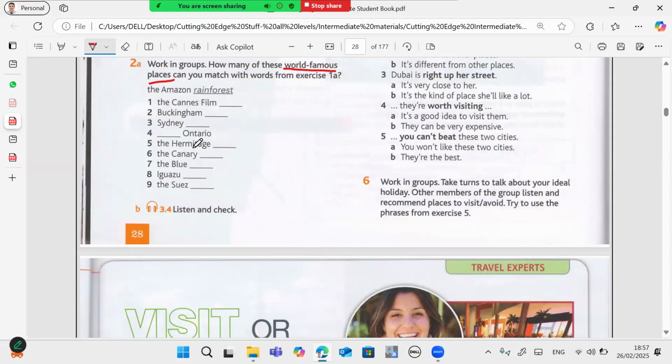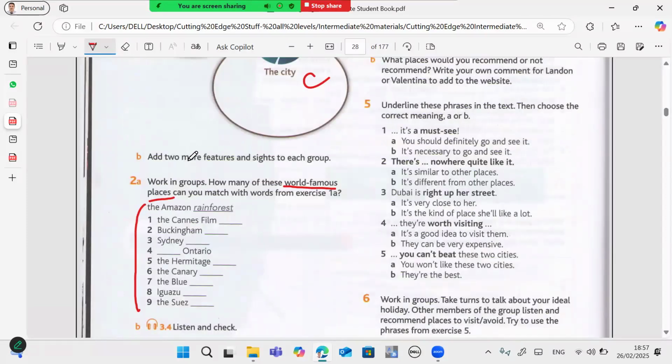So let's listen and please complete, guys. Complete the words. Here you have, let me say, 10 world famous places. These places are famous around the world. Okay? And all these places are related to features and sites. Let's listen and please complete. The first one is done for you.